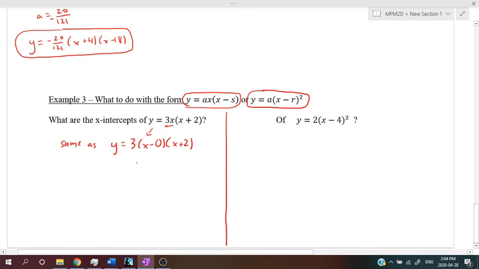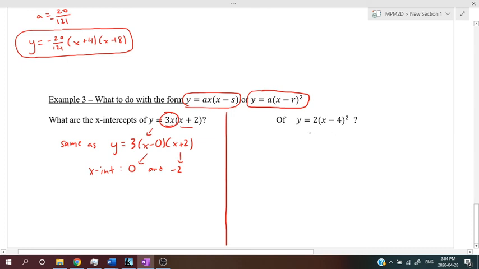But really what all that means is that I've got x-intercepts of 0 and negative 2. Okay, so when you see one up front that looks like that, that just means one of your x-intercepts is 0. And then the other x-intercept you can find in the other binomial.